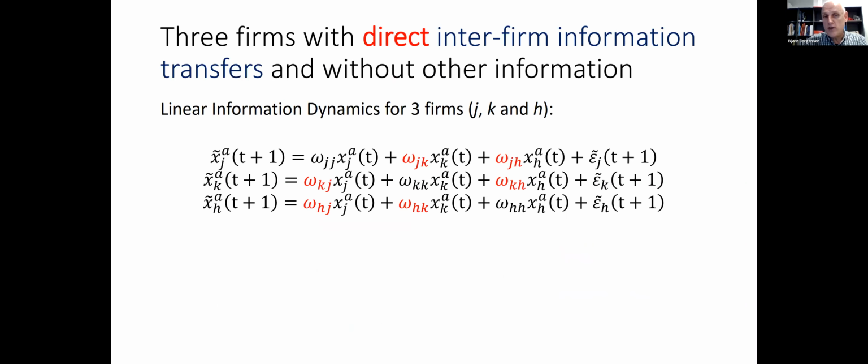I also want to note that we can expand this model from 2 firms to 3 firms. Suppose you had 3 firms, J, K, and H. You could have direct interfirm information transfers between the 3 firms and still solve the model. I'm not going to show you that because we're going to turn to what the market to book ratio looks like when you have interfirm information transfers.